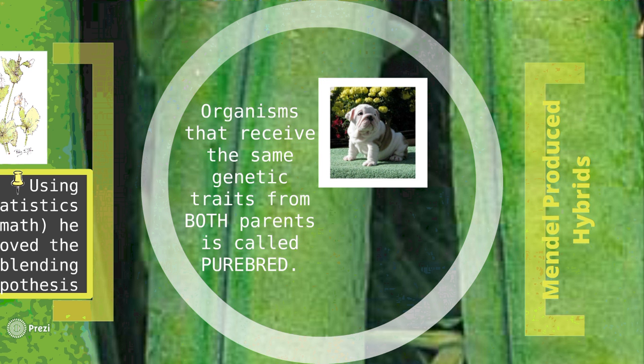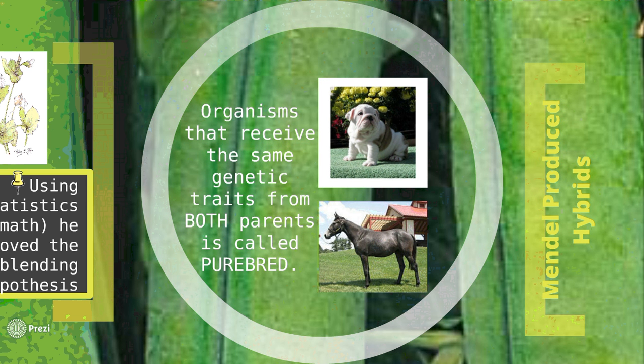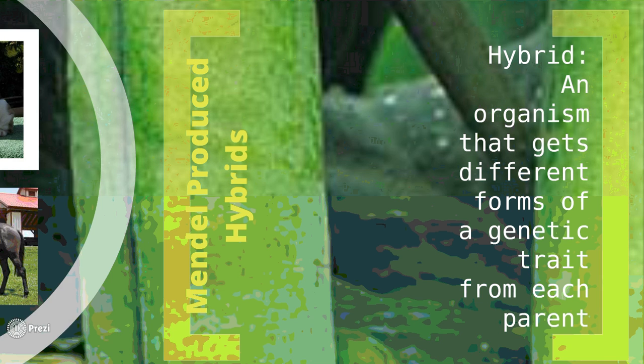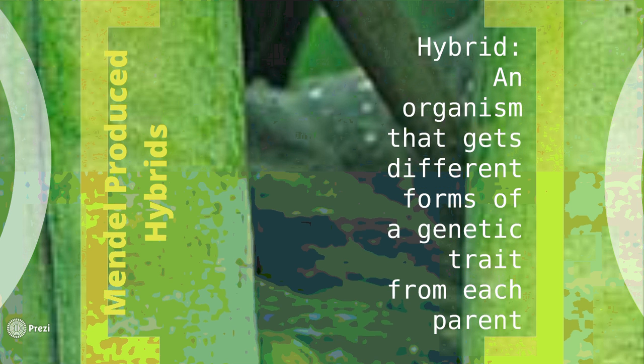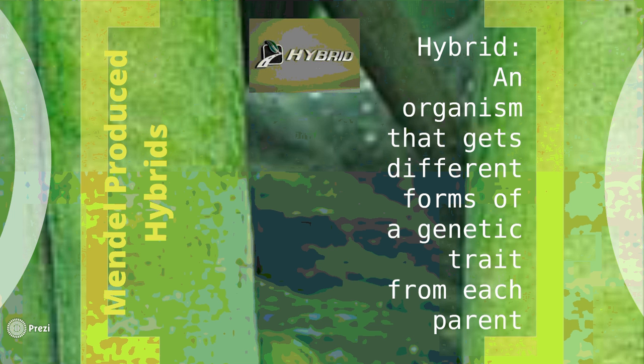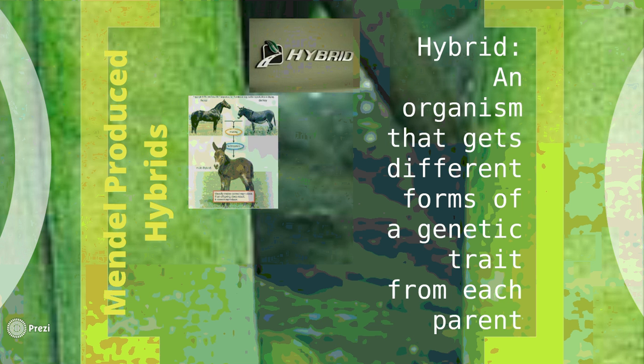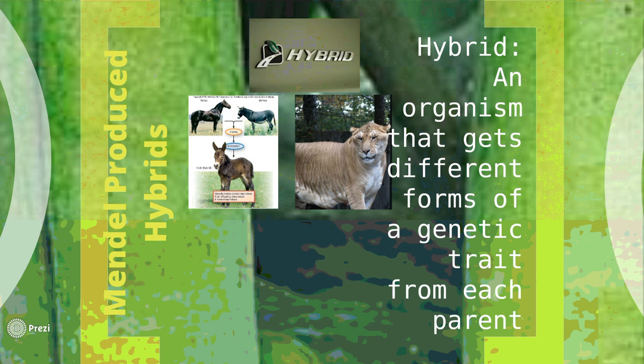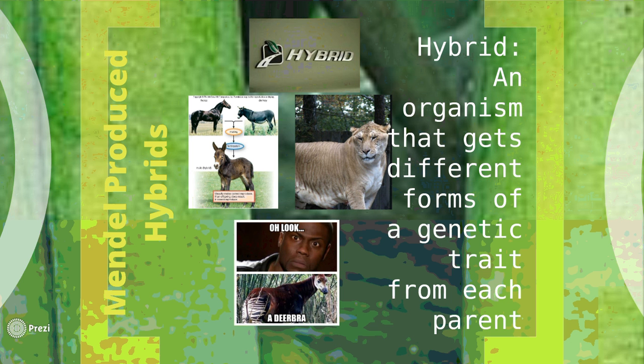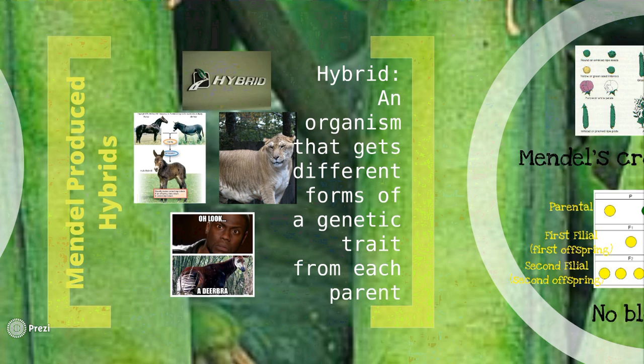So organisms that receive the same genetic traits from both parents are called purebred. We also use purebred to refer to types of animals that are in a direct lineage, such as purebred dogs or purebred horses. Purebred in this class is going to just mean that they have the two of the same traits. And hybrid is an organism that gets different genetic forms from each parent. So you might have heard things like hybrid cars, where they use some gas and some electricity, or a blend. Other organisms, we'll use hybrid later on in this semester to describe some organisms as well. But in this case, for genetics, a hybrid just means that they have one trait from one parent and a different trait from the other parent.